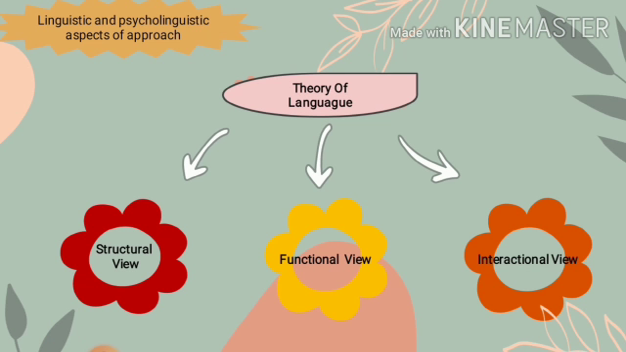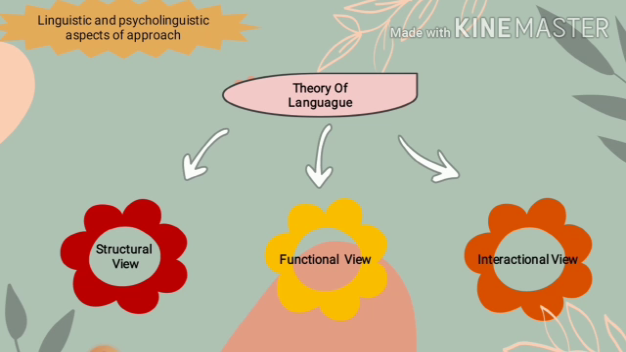The next is the linguistic and psycholinguistic aspects of approach. Based on the definition, approach is a theory about language and language learning. The first is theory of language. There are at least three different theoretical views of language and the nature of language proficiency that inform current approaches and methods in language teaching. Theory of language consists of the structural view, functional view, and interactional view.